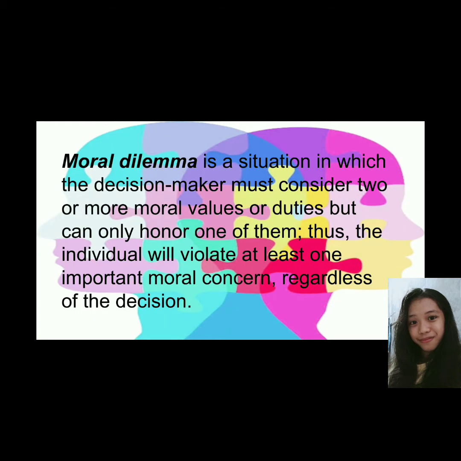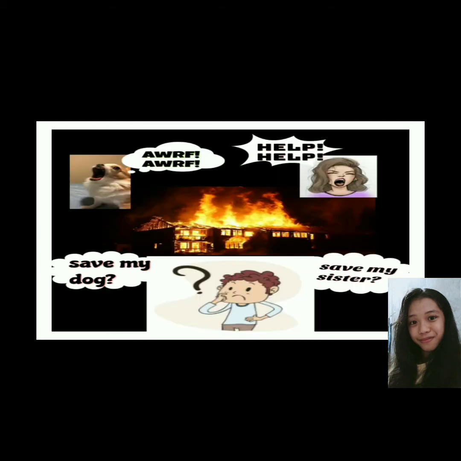So what is this moral dilemma presented by Lawrence Kohlberg to his respondents? A moral dilemma is a situation in which the decision maker must consider two or more moral values or duties but can only honor one of them. Thus, the individual will violate at least one important moral concern regardless of the decision. An example of a moral dilemma is having to choose between saving a dog from a fire or saving your sister.